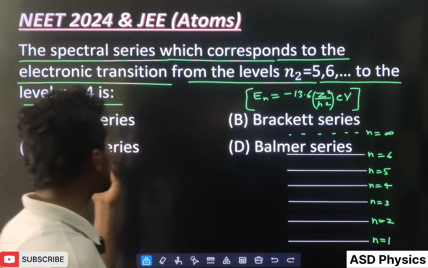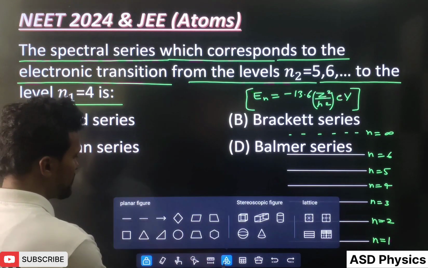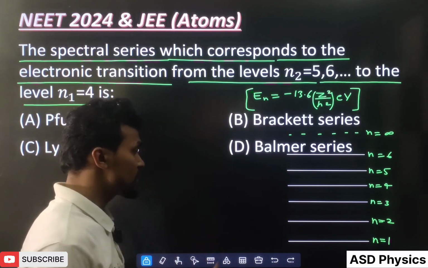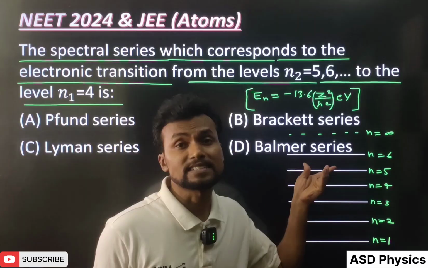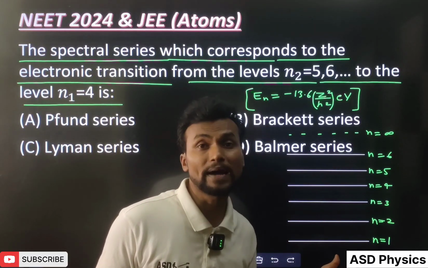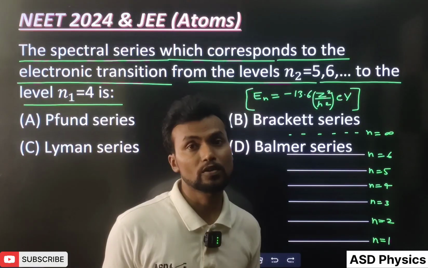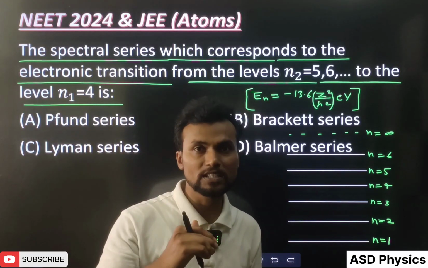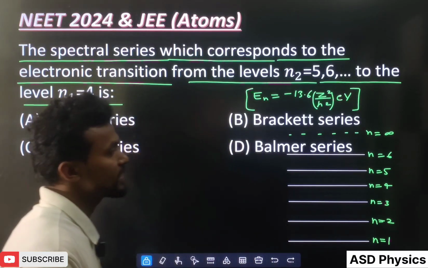But what are this Lyman, Balmer, Paschen, Brackett and all? Remember, students, the electron will get energy in the ground state. After getting the energy, it will go to the excited state, and when it comes back, in an emission spectrum it will emit a photon. When it jumps from a higher energy state to a lower energy state, we get some specific wavelength and frequency.